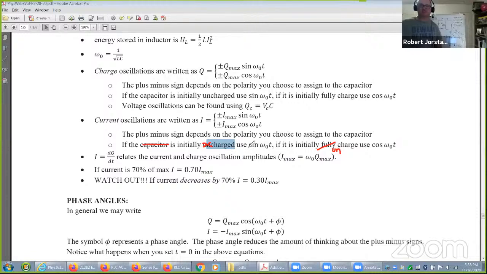If the capacitor is initially charged, we use sine omega t for this one because the current starts out at zero. And if the capacitor is initially uncharged, that means the inductor must have all the energy at first. So go ahead and fix that up there.